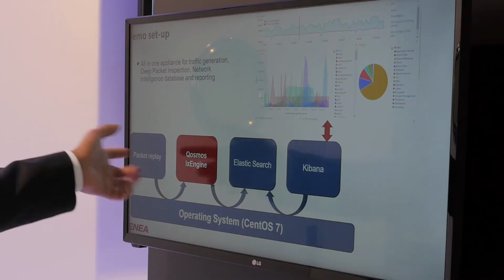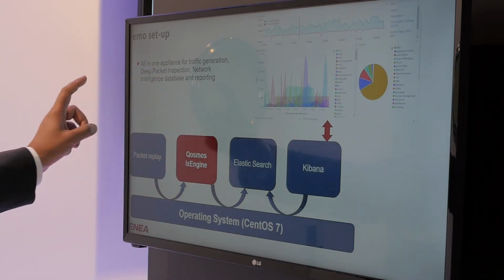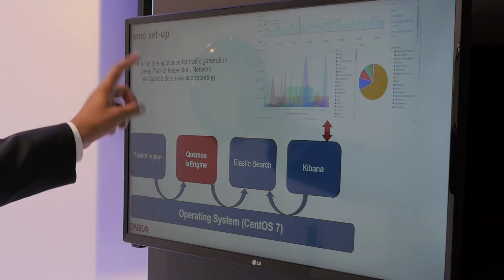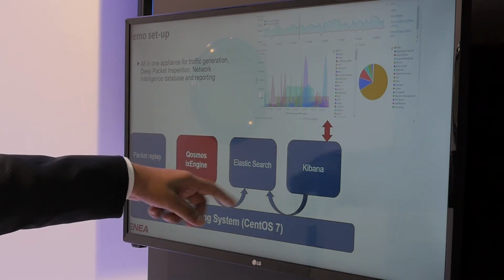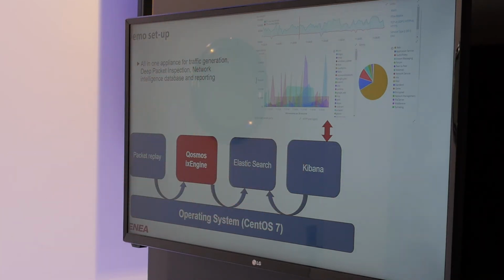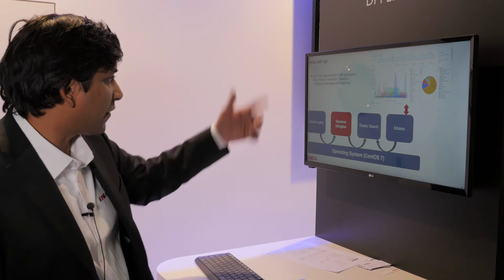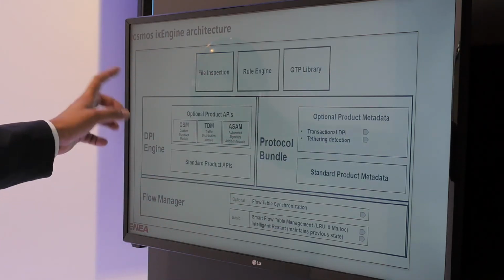So here's a brief description of the demo I'm going to show you. We have a packet replay module which feeds packets into the X Engine, Elasticsearch which is going to do the processing of the data, and then Kibana to have the dashboard and display. And that is the X Engine architecture.